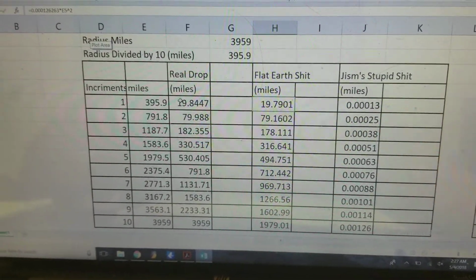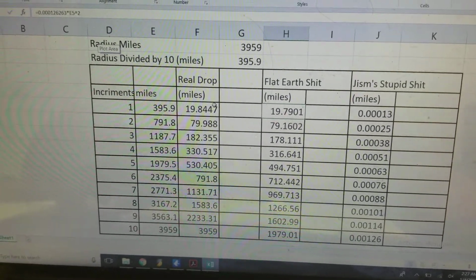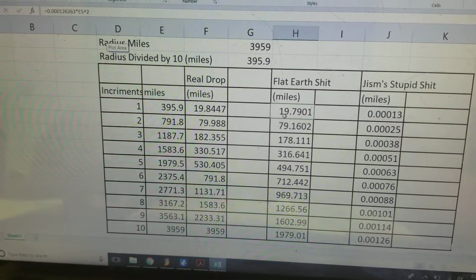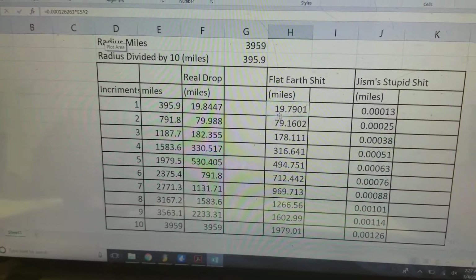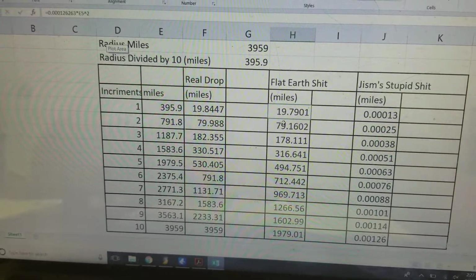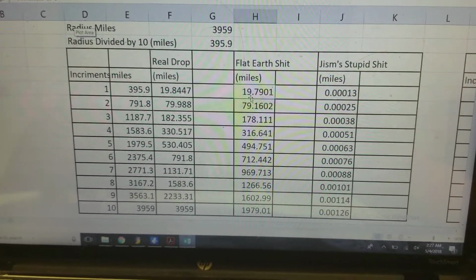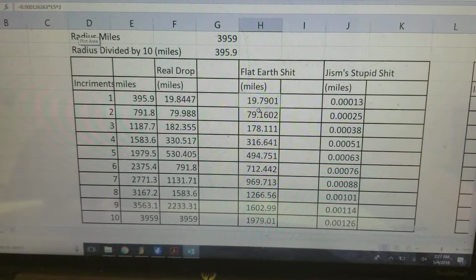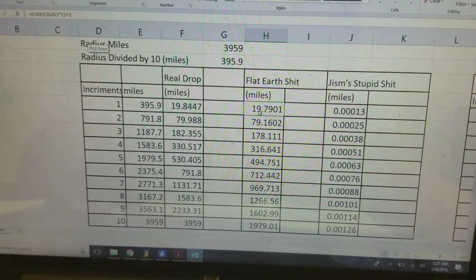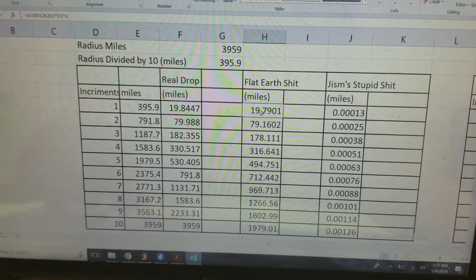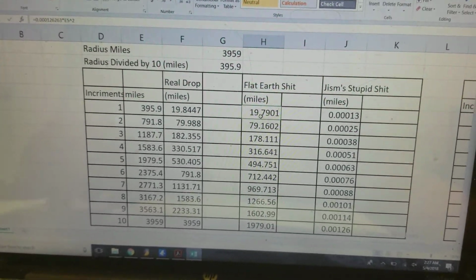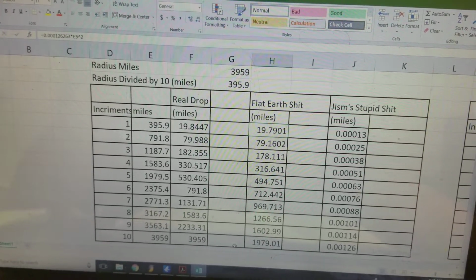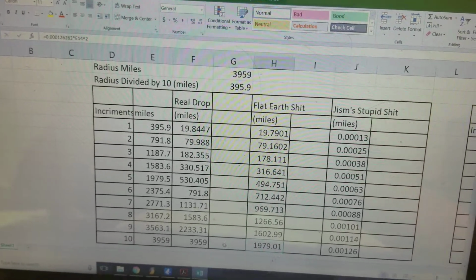Anyway, so this is a real drop. This is the drop per the 8 inches times miles squared formula. And as you can see, for the first little while, it's fairly close. Obviously this is in miles, so if you were trying to find the hidden distance of a building, it would be a lot different, but since this is in miles, it looks fairly close. But as the distance increases, the formula goes way off. You see these values here versus that value there?